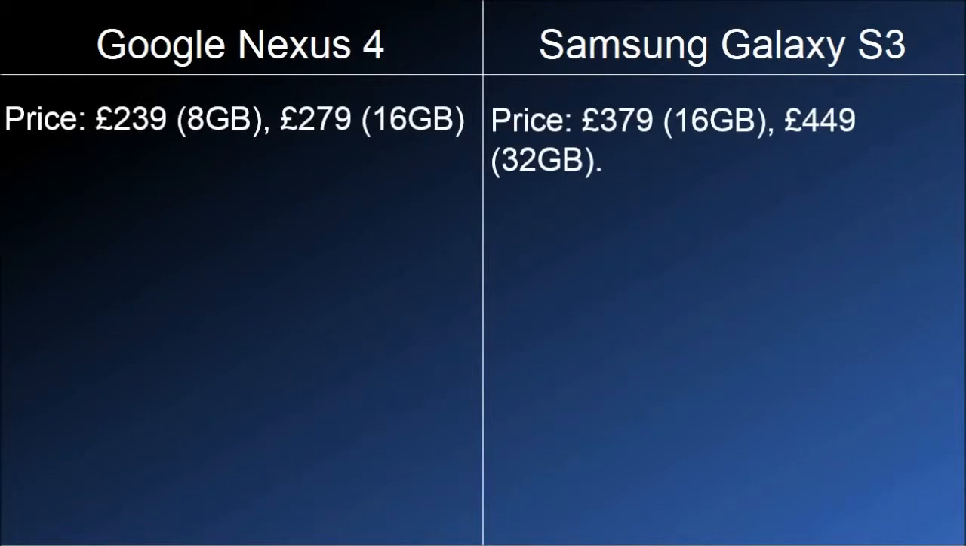Now, here's the big point from both. What's the pricing like? Now, the Google Nexus 4 is a bargain. At £239 for the 8GB model or £279 for a 16GB model, it's no wonder they sell out so quickly on Google Play. However, the S3 obviously is £100 more expensive, so $379 for the 16GB model and a massive $449 for the 32GB model. And the 64GB model ranges massively depending on where you get it from, so it can be extremely expensive.